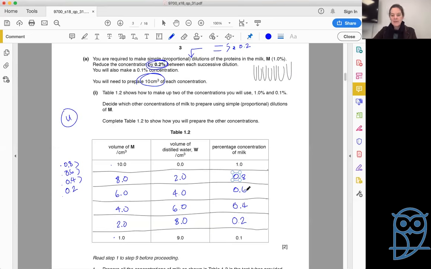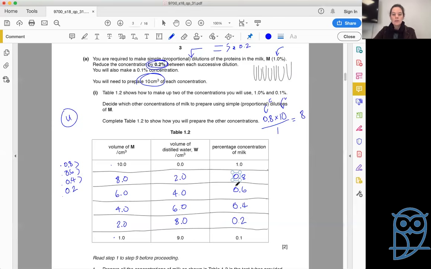If you are not happy with finding patterns, or if you want to calculate one, you can always say the 0.8 that I want times the 10 centimeters cubed that I want. So this is my concentration times my volume over my starting concentration, which was 1. And that's going to give me 8 that I need. So that's my volume of M that I need. So there's my 8. Then I add my 2 to get my 10.